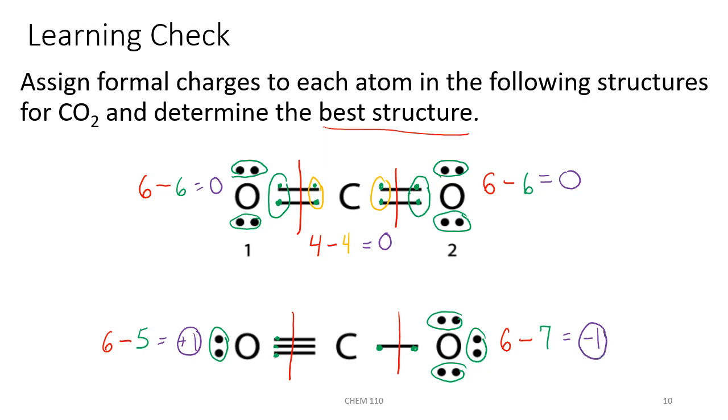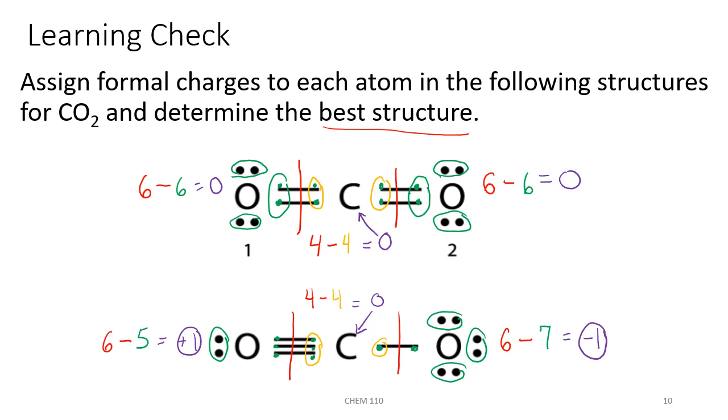And for carbon, we're going to have 4 valence electrons from the group number, so group 4A, minus how many associated electrons does carbon have? It has no non-bonding, but it has 1, 2, 3. That's half of its bonding, plus 1 more over here. So we have a total of 4 associated electrons. So 4 minus 4 will give us a formal charge of 0 for carbon.